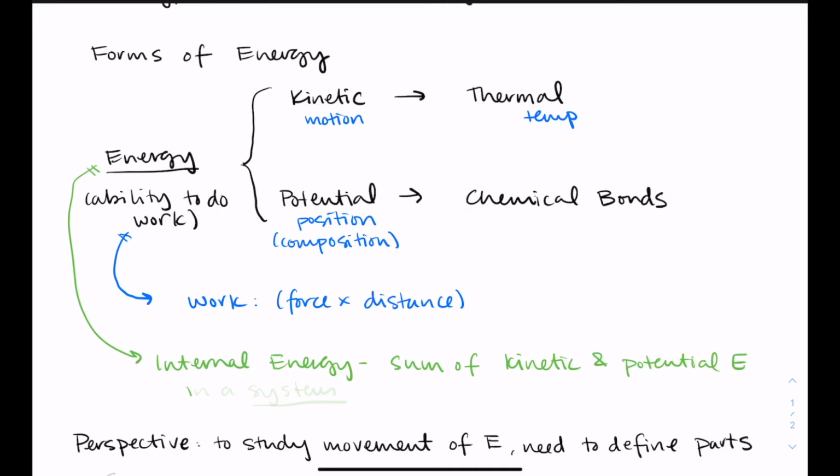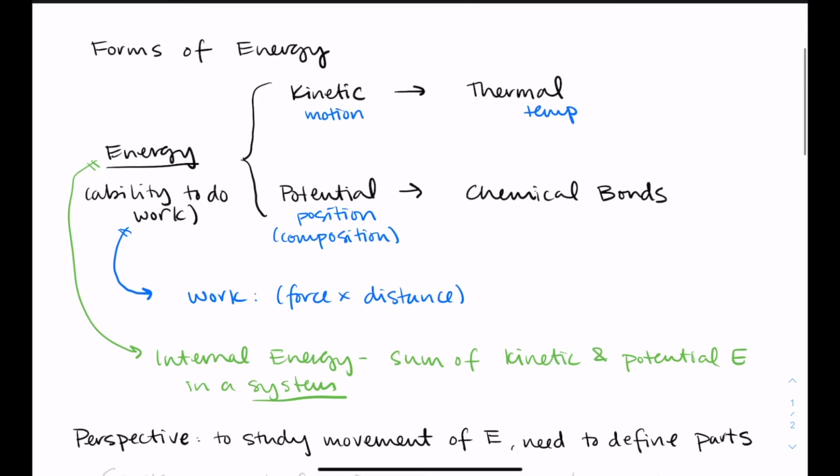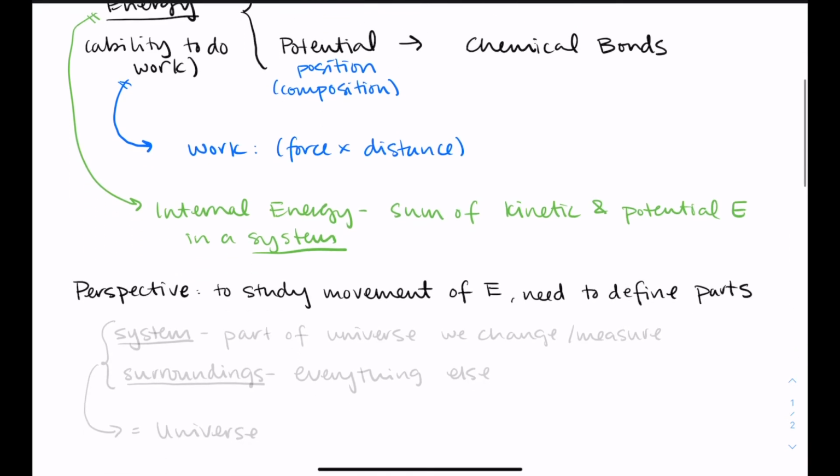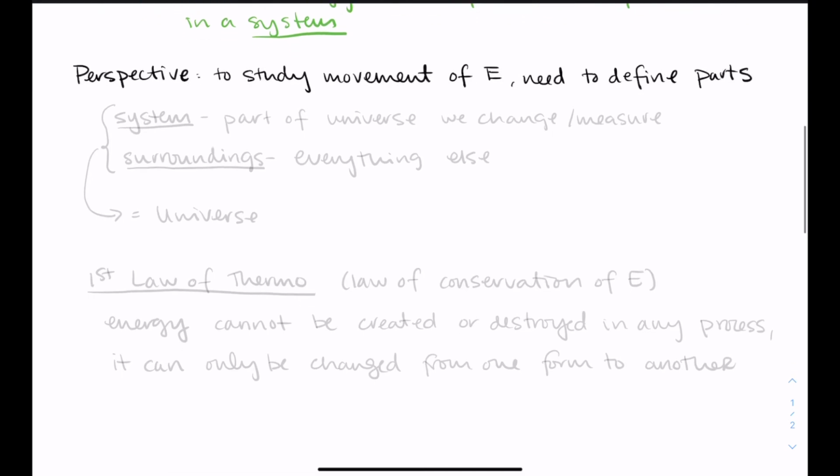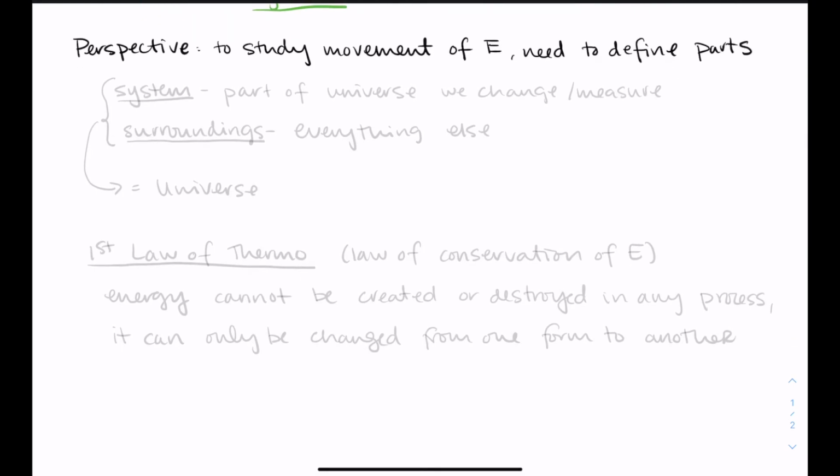We have used the word system before, but we can now fully define this. So for perspective, if we're going to study the movement of energy, we have to define the parts. And we split it into two ultimate categories. One is the system. This is what we're changing. This is what we're measuring. This is the thing that we look at.